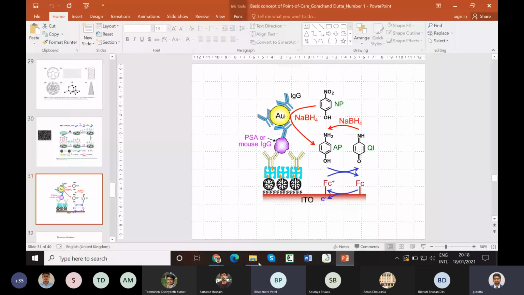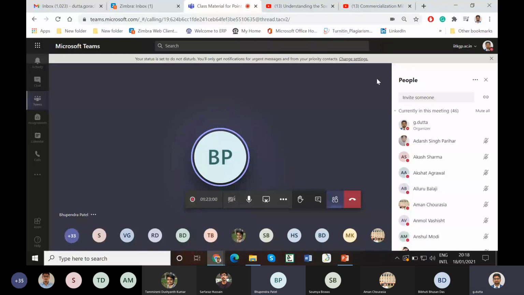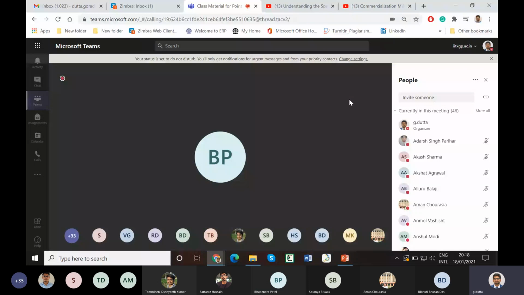Sir, in all this reaction, is the side product generated of no use, or how does it interfere with the reaction? Yeah. So there is some interference effect also. Not only interference effect, there is some other side effect also that I will teach you. Today I am going to show you how the biosensor surface can be developed. Just a small part I am going to clarify first. Okay, sir.